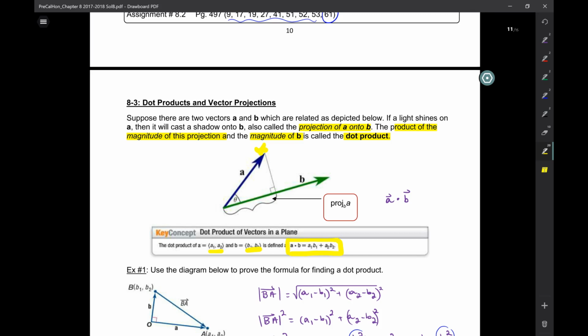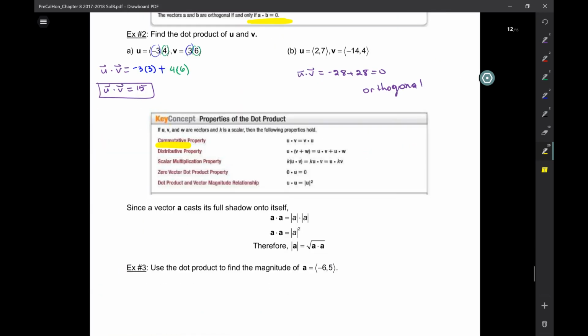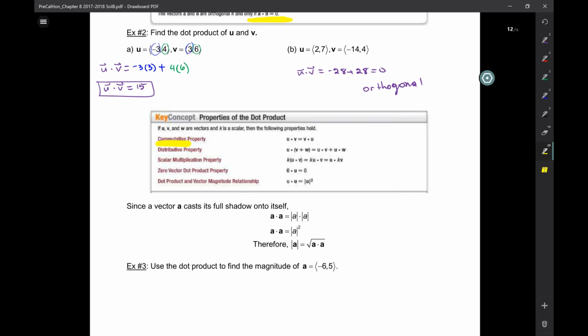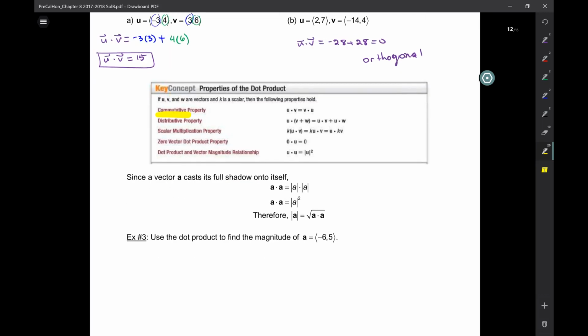Yes. So if it's 0, the angle is 90. Yes. So like, they're perpendicular. But aren't they, I don't know. So if you were to graph 2, 7 and negative 14, 4 and measure the angle in between, it would be 90. Okay? Yeah. We could do it later. We're going to do a couple things later on.